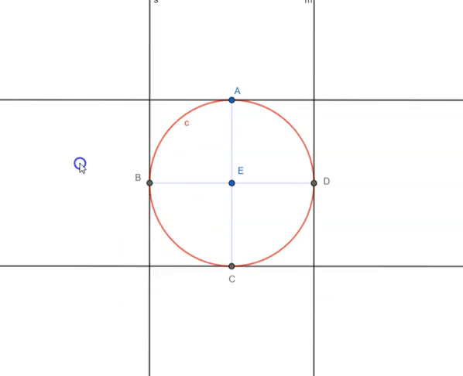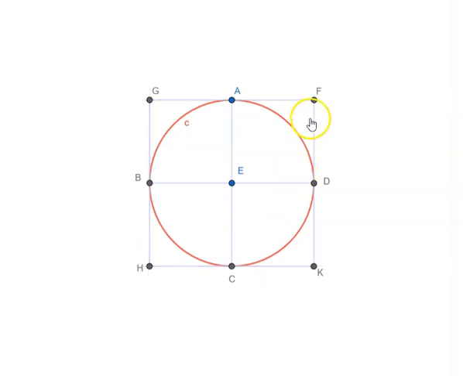And let's mark the points of intersections of these lines, F, G, H, K. And let's join these points so that we can hide these lines. So we have constructed a square FGHK, circumscribing the circle. But it's not just enough to construct it.